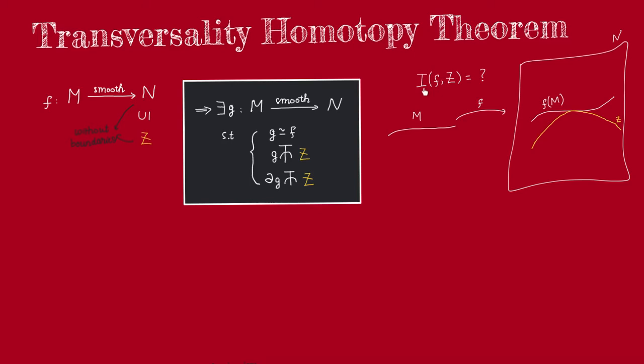Previously, when discussing how we should define the intersection number of a map F from a manifold M to a manifold N, with an embedded submanifold Z of N, we raised the following question. Suppose F is not transversal to Z. Could we deform F? Could we wiggle it a little bit so that it becomes transversal to Z? More formally, does there exist a map G homotopic to F such that G is transversal to Z?